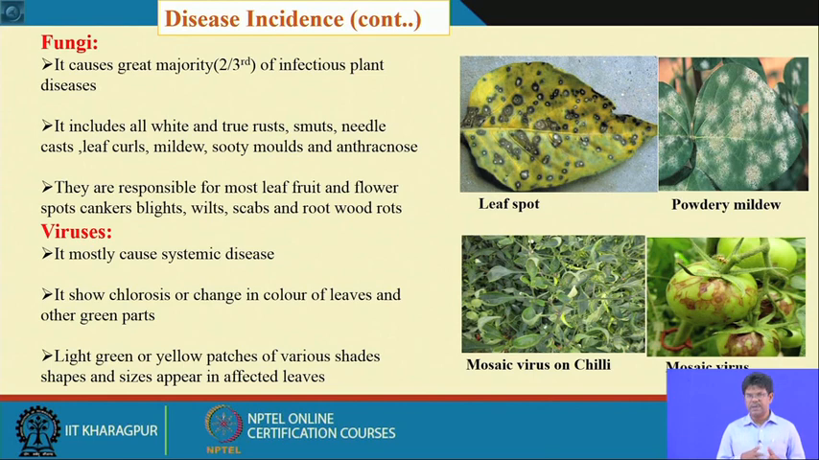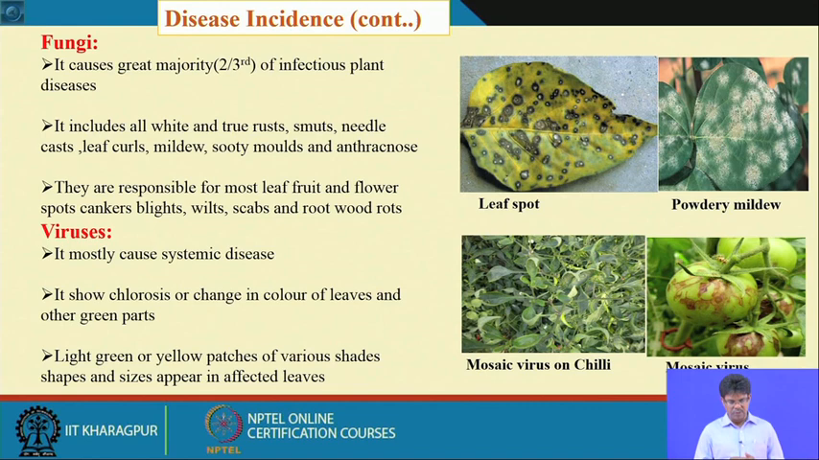A viral disease can spread: if one plant is infected by virus, it can spread to other plants, and the carriers are insects. If insects are present, they can carry this disease. And this is also the mosaic virus in the case of tomato, with discoloration of the fruits. These are the viral diseases, which are also very difficult to control.